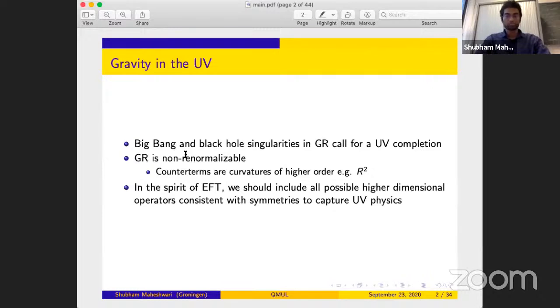And even at the quantum level, we know that GR is non-renormalizable. Well, it was shown that pure GR is renormalizable at one loop, but from two loop onwards, it's not renormalizable. And this was shown back in the mid 1980s. So you need to add counterterms that are higher-order curvatures, like R squared and R cubed and so on, if you want to absorb all these divergences.